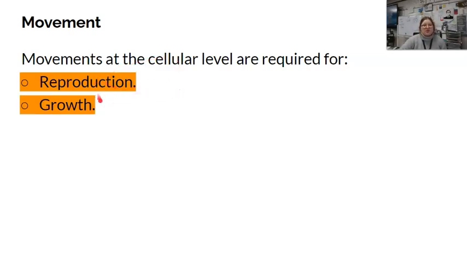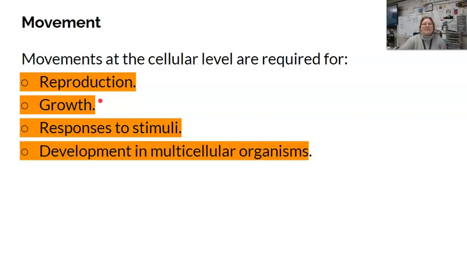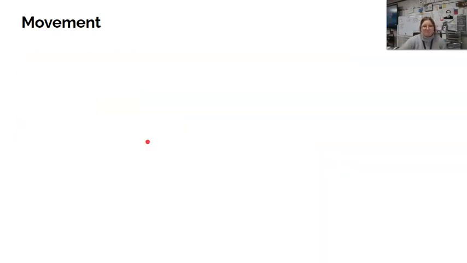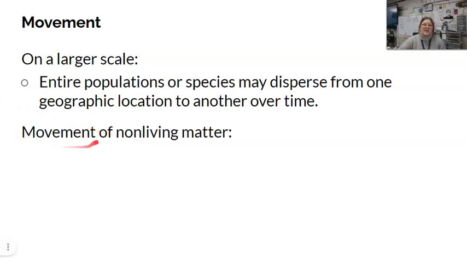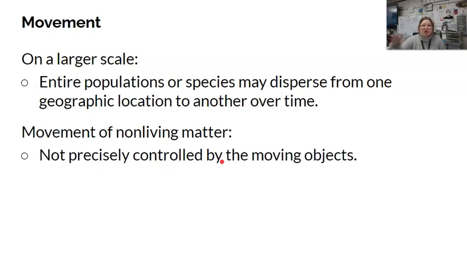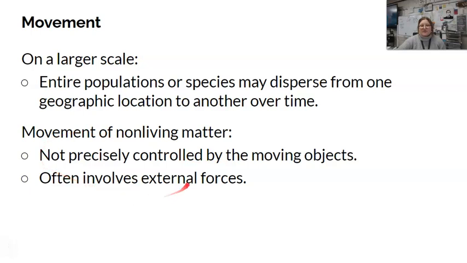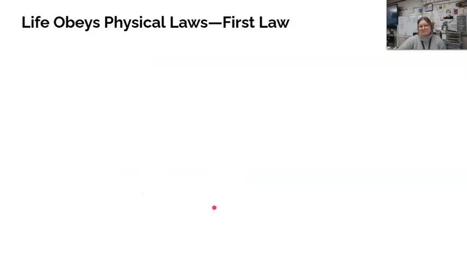Movements at the cellular level, where we don't see it, but it is happening constantly, are required for reproduction, growth, responses to stimuli, and also the development of multicellular organisms. So our cells in our body have to move for all of these things to happen. And on a larger scale, we can think of entire populations or species moving from one location to another. What makes this different from non-living matter? In non-living matter, it's not precisely controlled, and it requires external forces.